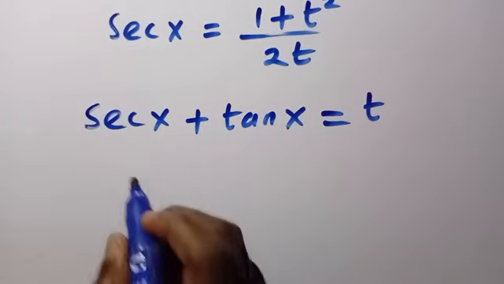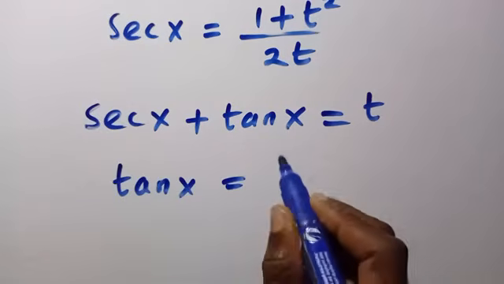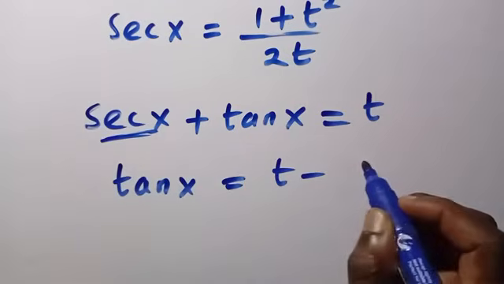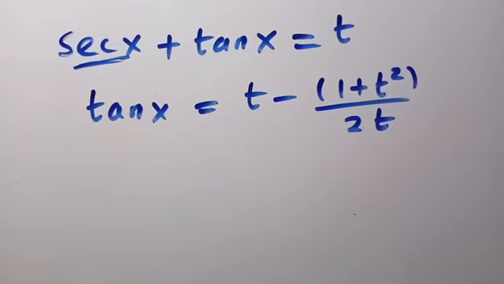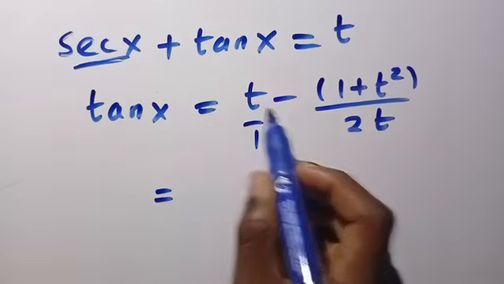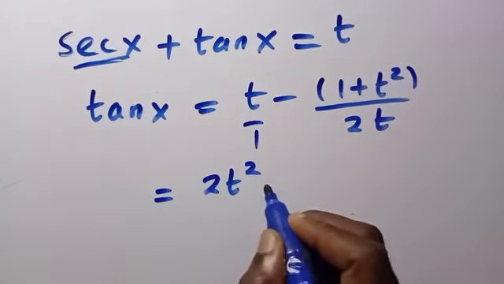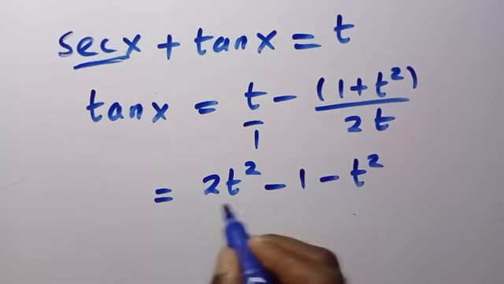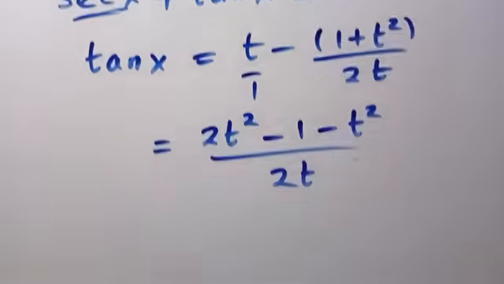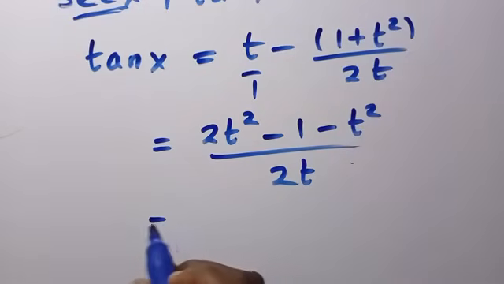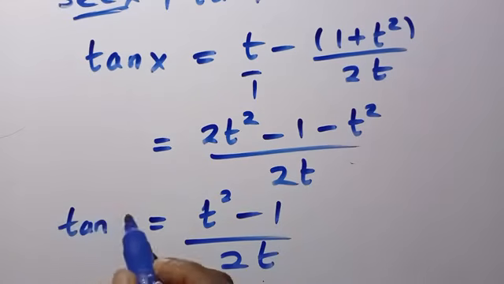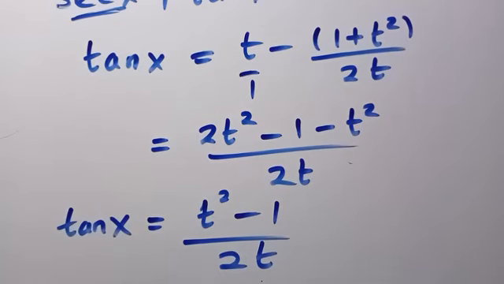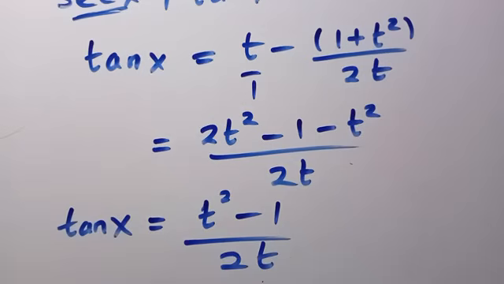Replacing it and making tan x the subject of the formula, we have tan x equals t minus sec x, but sec x is 1 plus t squared divided by 2t. If t is divided by 1, we have t multiplied by 2t, that is 2t squared minus 1 minus t squared, divided by 2t. Then 2t squared minus t squared equals t squared minus 1, divided by 2t. And this is the value of tan x. So we have gotten tan x and sec x. The next step is to find sine x.